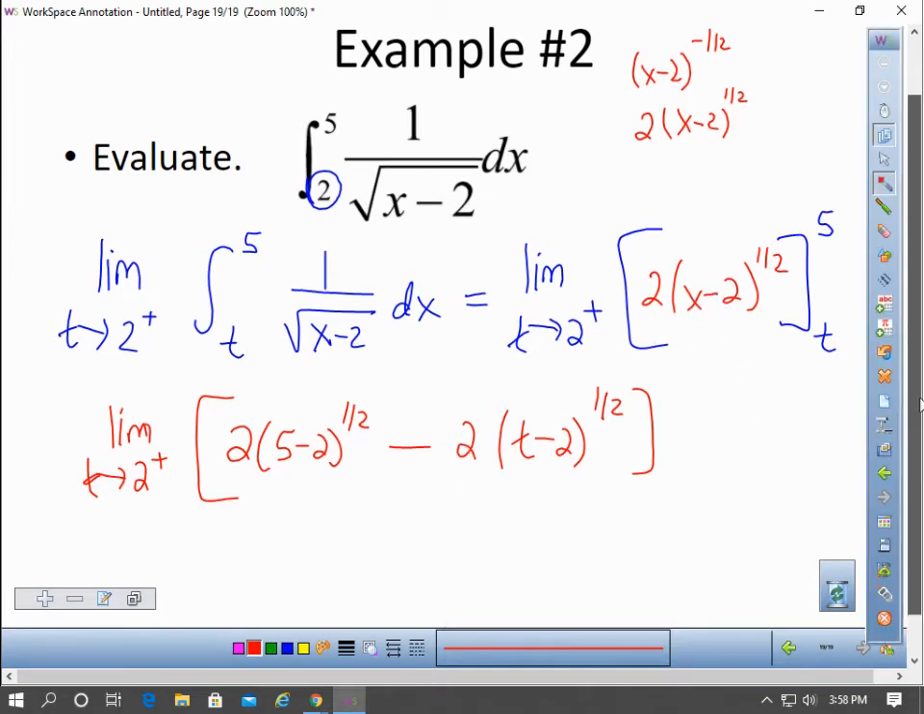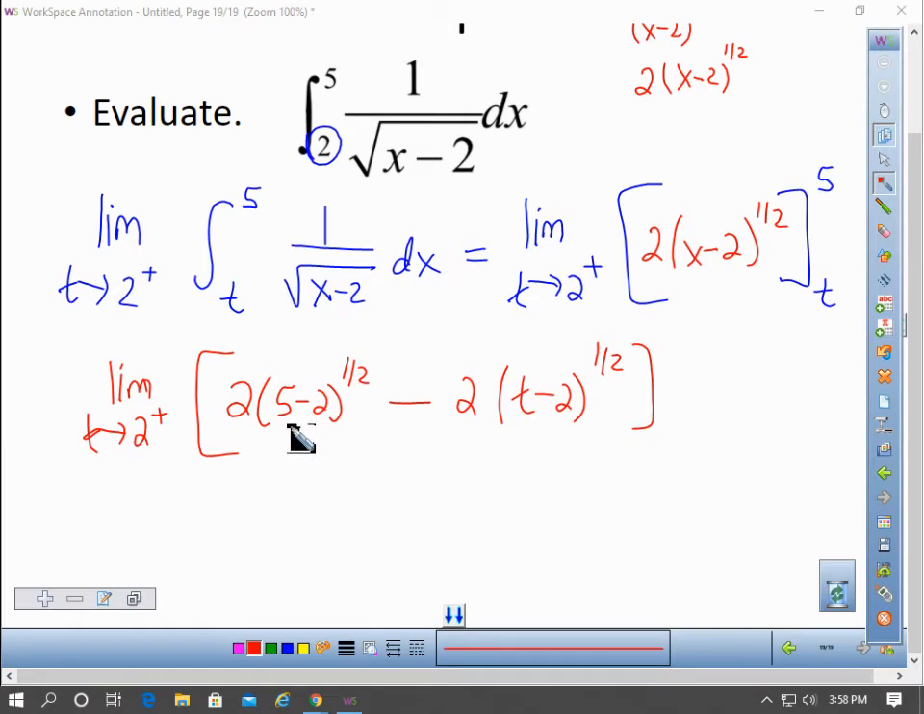All right, so let's think about what's going to happen here. This first part is just going to give me 3 to the 1/2 times 2. I'm getting a number answer for this, and the limit of a number is going to be a number. So far, this part is just a number, 2 times the square root of 3, because that'll be 3 to the 1/2.